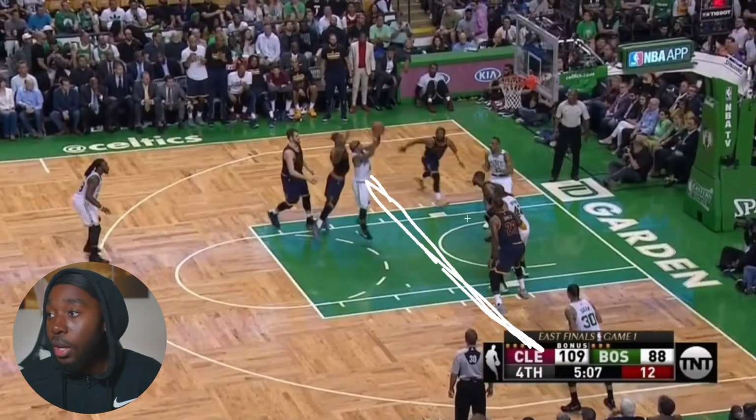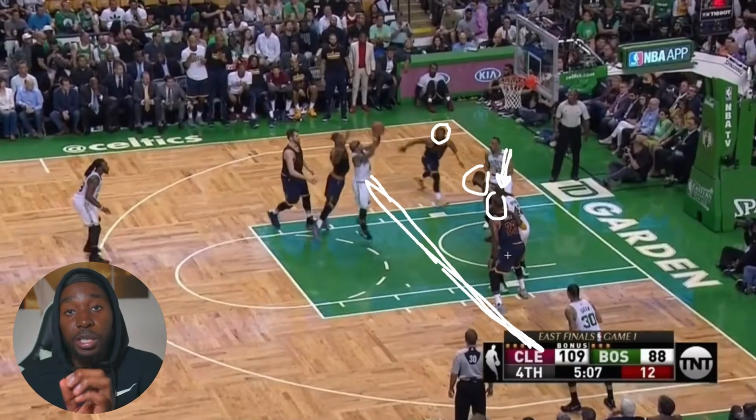You know what he sees? He sees LeBron pinched in. He sees Tristan Thompson pinched in. He sees Kyrie Irving pinched in, right? But specifically LeBron, right? LeBron right here. You see LeBron right there, right? You see LeBron. Specifically LeBron.